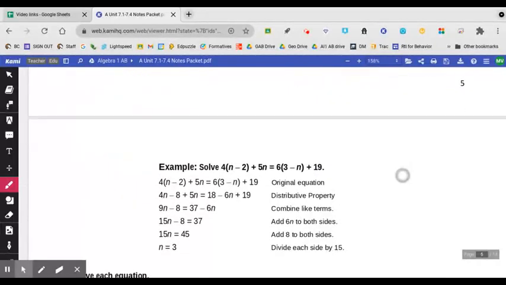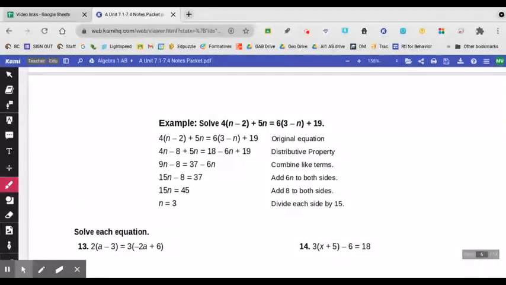Now the last thing we need to talk about today is solving using the distributive property. So I first use the distributive property to eliminate all parentheses. I combine like terms, and then I isolate the n on one side and the number on the other.